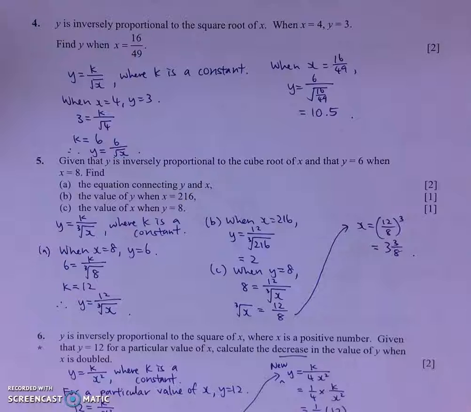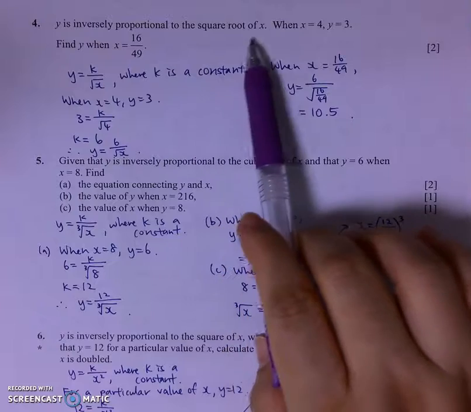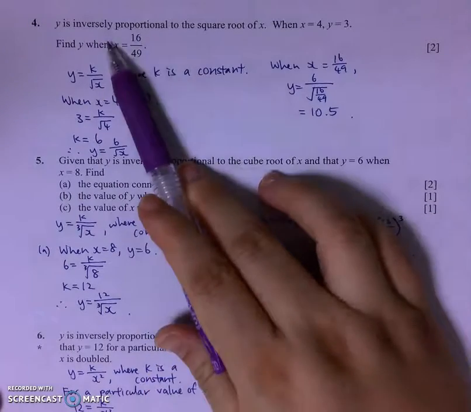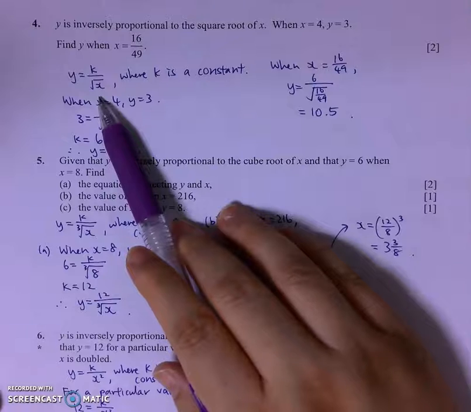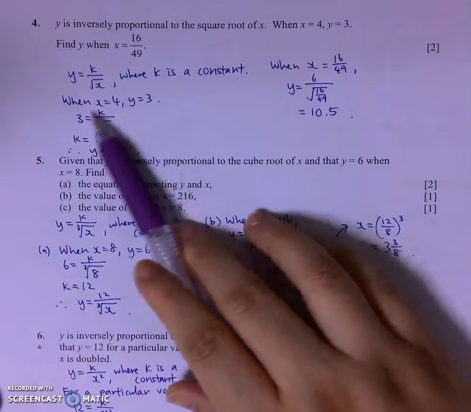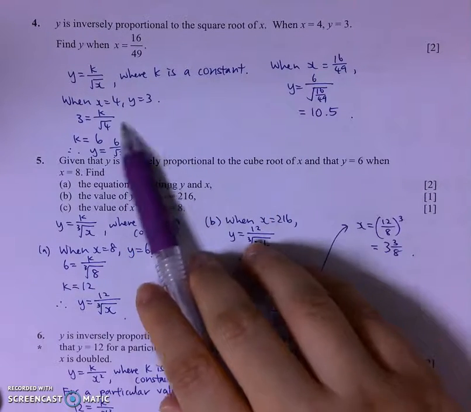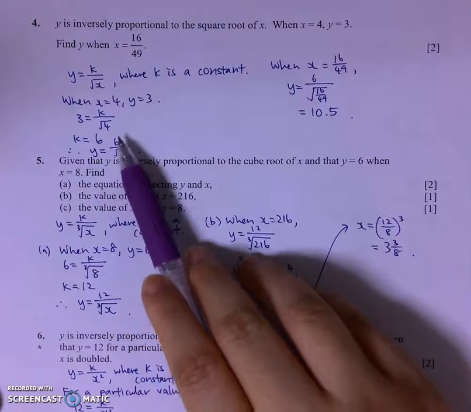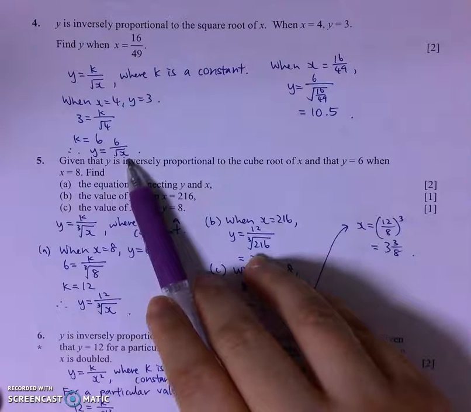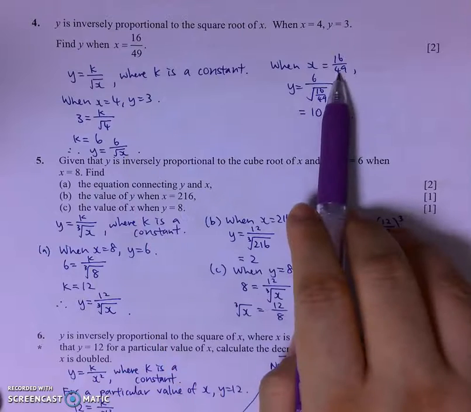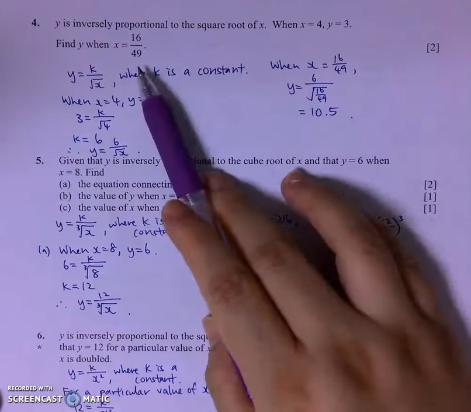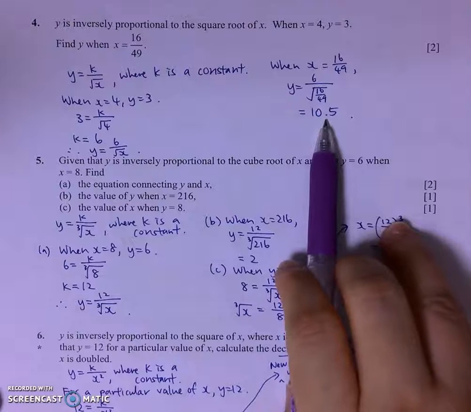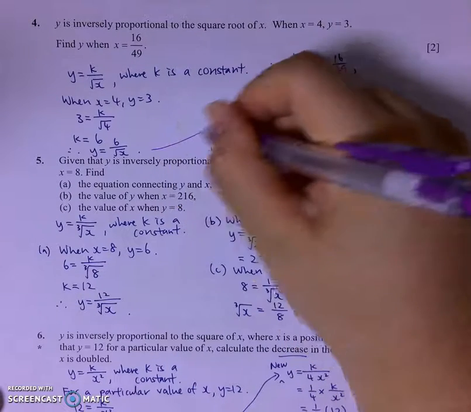For question 4, y is inversely proportional to the square root of x. So you should be able to form the equation for inverse proportion. I use the given values to find the value of k. So the equation is y equals 6 over root x. And I'll use this equation to find the value of y when x is 16 over 49. That will give me 10.5. Okay, so this will continue from here.